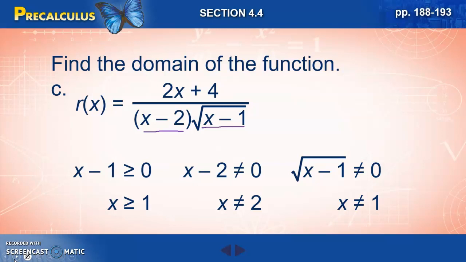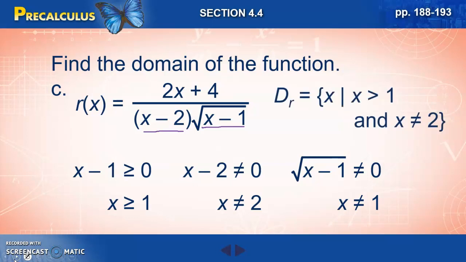So we have three different pieces, and we're going to write that all as one. We have x must be greater than or equal to 1, it cannot equal 2, and it cannot equal 1. Therefore, our domain must be greater than 1 and not equal to 2.